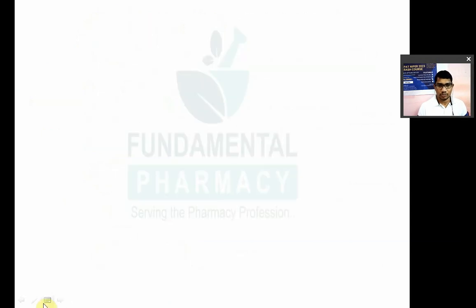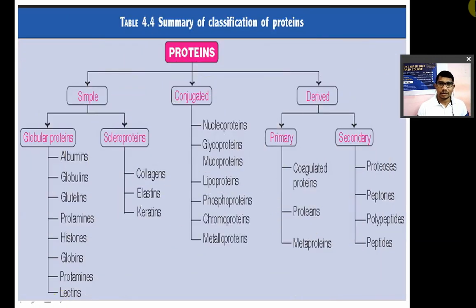Question आता है इसके ऊपर. Again we will see next part. Next is nothing but the classification of proteins. Proteins are classified into simple proteins, conjugated proteins, and derived proteins. So what do you mean by simple proteins, conjugated proteins, and derived proteins? Simple proteins are also classified into two types.